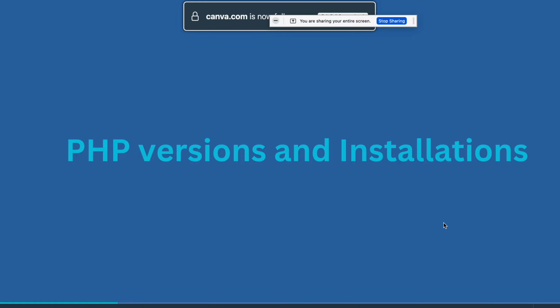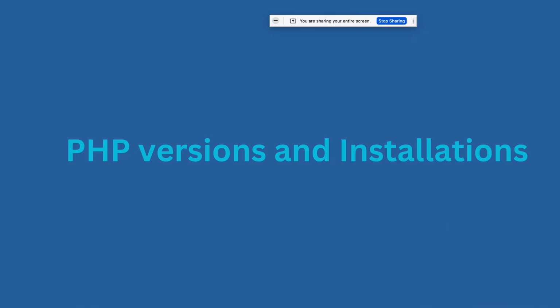So we learned about PHP versions, different versions of PHP, and which one is the latest version? 8.3. PHP 8 generic you can say, but as specific you will say PHP 8.3. This is the latest version.